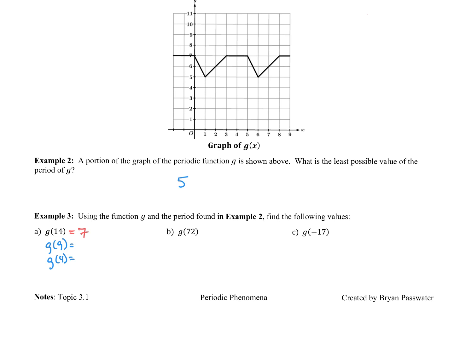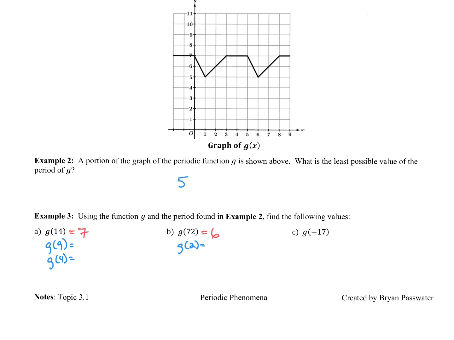All right, this next one, g of 72. Do I want to go out to 72? My gosh, ain't nobody got time for that. So I need to use my period of 5. I can keep subtracting 5 from 72. Now, what do I eventually want to get down to? 2. So g of 72 is the same thing as g of 2 in this case because my period is 5. And g of 2 is equal to what? 6. So g of 2 is equal to 6, so g of 72 is also equal to 6. We could figure that out by using its period.